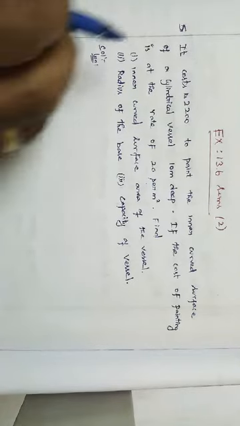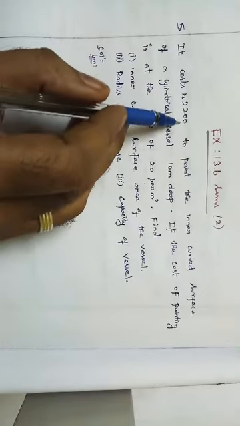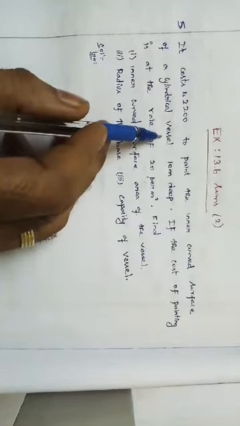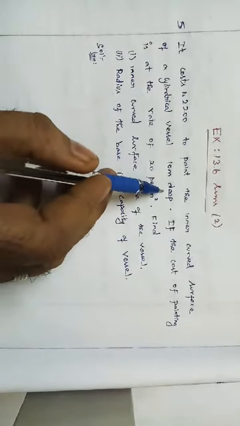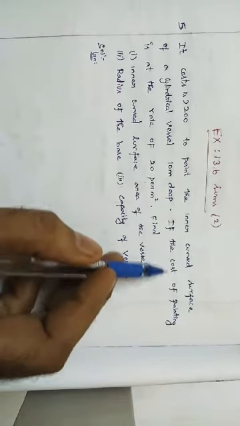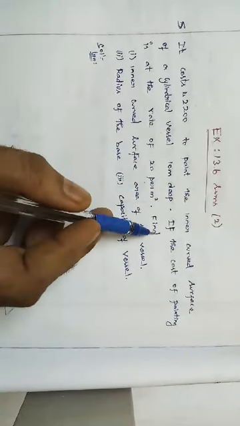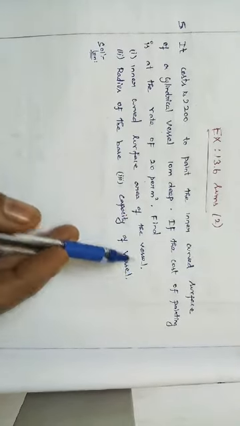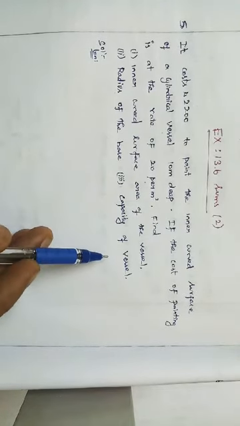And sum number 5: it costs rupees 2200 to paint the inner curved surface area of a cylindrical vessel 10 meter deep. If the cost of painting is at the rate of 20 per meter square, find three subdivisions: inner curved surface area of the vessel, radius of the base, capacity of the vessel.